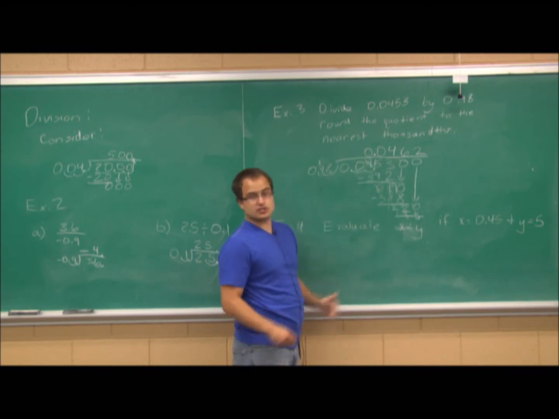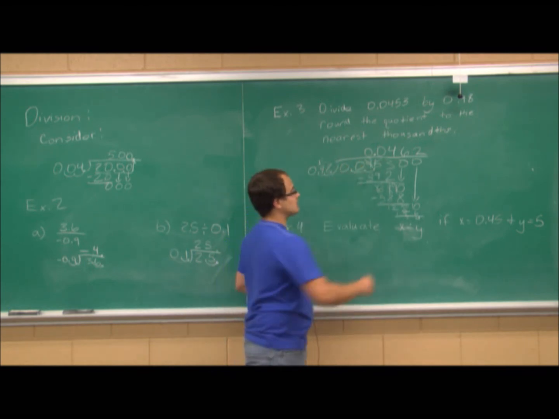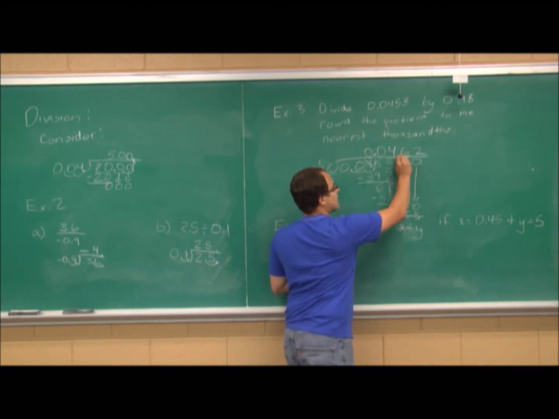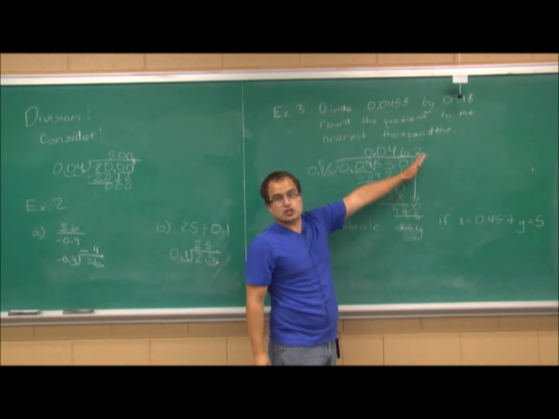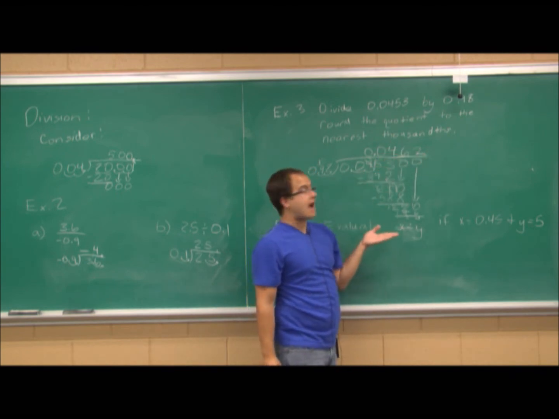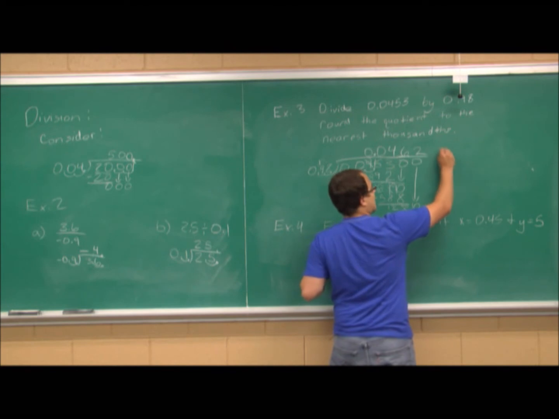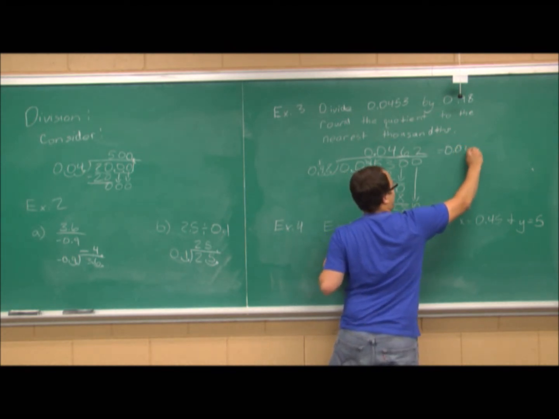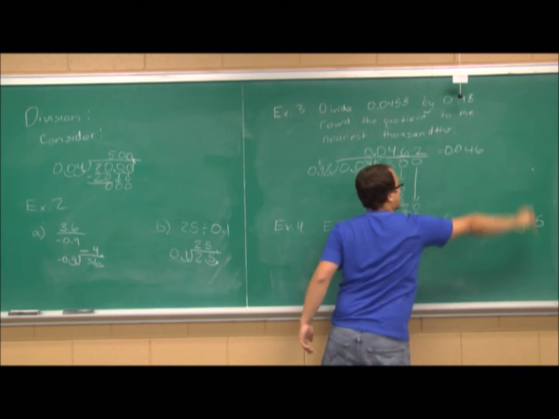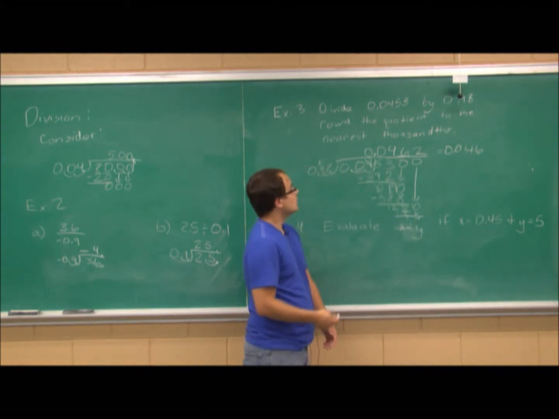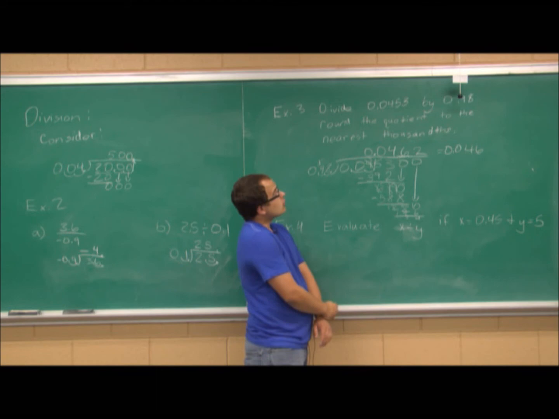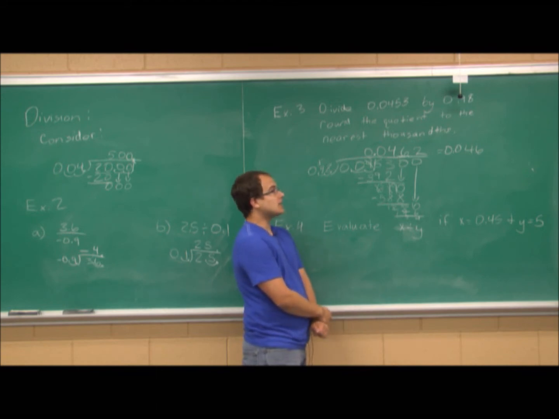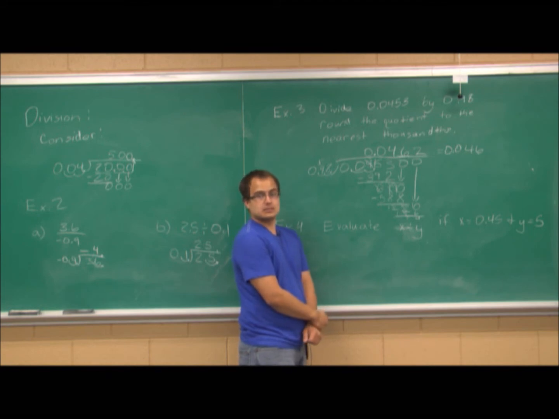So now that's my answer. And I have to round to the thousandths place. So I'm going to underline the thousandths, look to the right, it's less than 5, so it's going to stay the same, 0.046, and you drop all decimal places after it. So 0.0453 divided by 0.98 is approximately 46 thousandths.